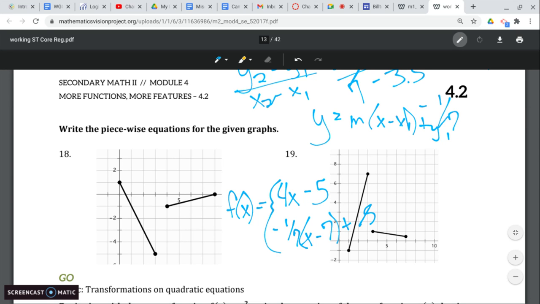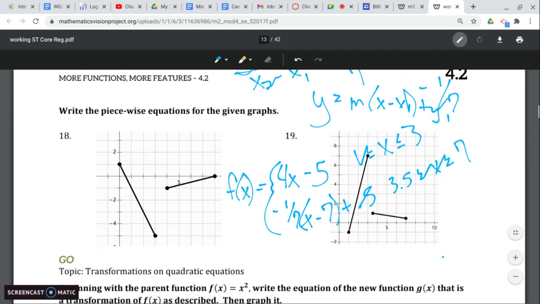Now, we still need the intervals for these. So for the first equation, we went from 1 is less than or equal to x is less than or equal to, we went over to 2 and 3. So it's over at 3. I know this is kind of hard to read. Now, the second one, we were at 3.5, so 3.5 is less than or equal to x is less than or equal to 7, because that was as far as this went. So you have to have the intervals. You need both the equations and the intervals for which the functions exist for these, okay?